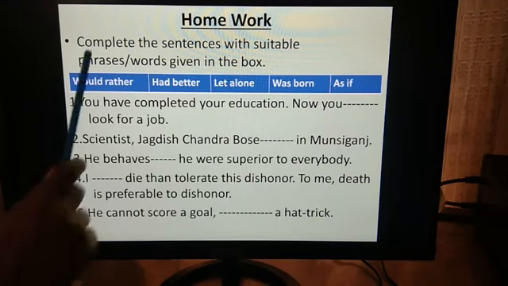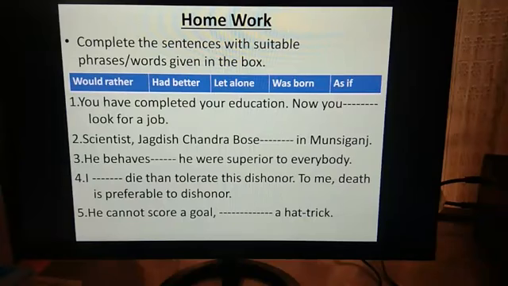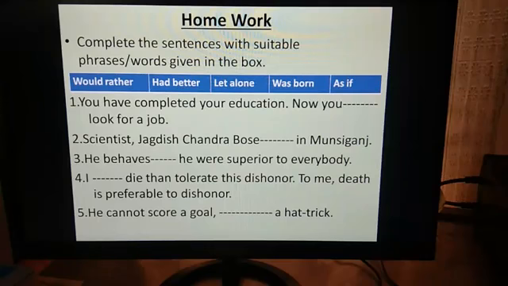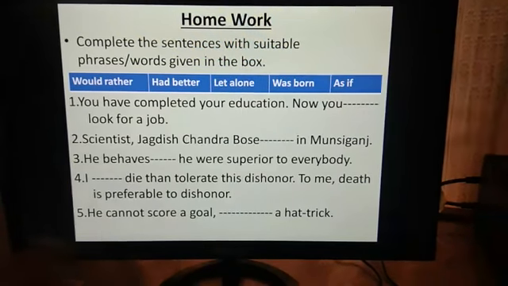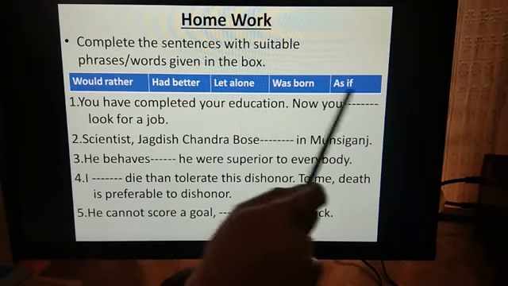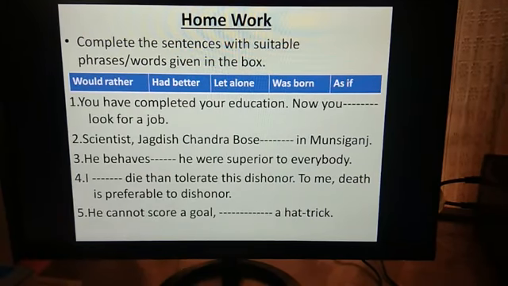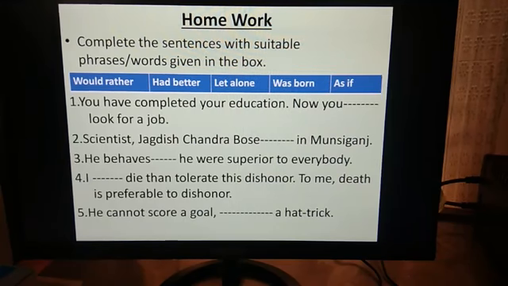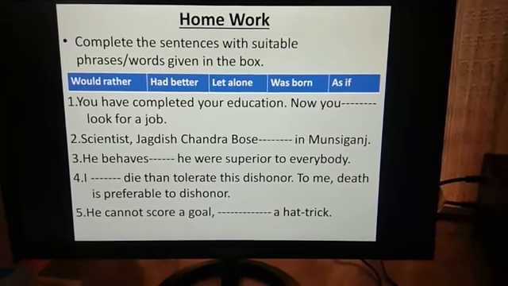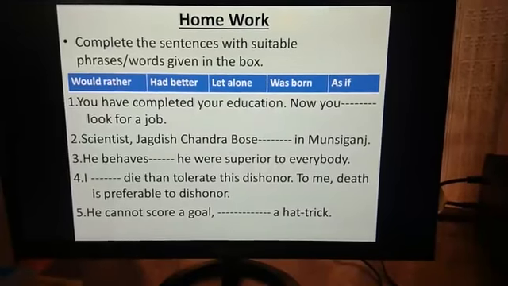Complete the sentences with suitable phrasal words given in the box, as you will find in your question paper number 3. In your question paper you will find 10, but I have only used 5. So you will complete the sentences using these phrasal words or clues. You will need only 2 or 3 minutes to complete this.